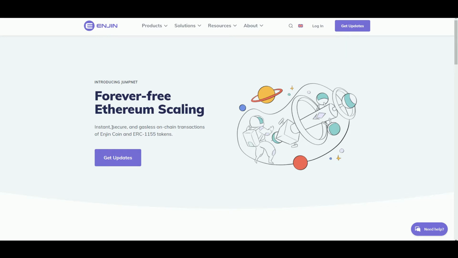They've just announced this, and the point of JumpNet is that you can do instant, secure, gasless on-chain transactions of Enjin Coin and ERC-1155 tokens. That's just another standard for NFTs. Actually, Enjin came up with the 1155 standard, so that's what they use. One of those confusing things we have in blockchain world. But basically, it's an advanced version of ERC-721 that combines ERC-20s, so you can do these bundled up NFTs. That's launching in April.